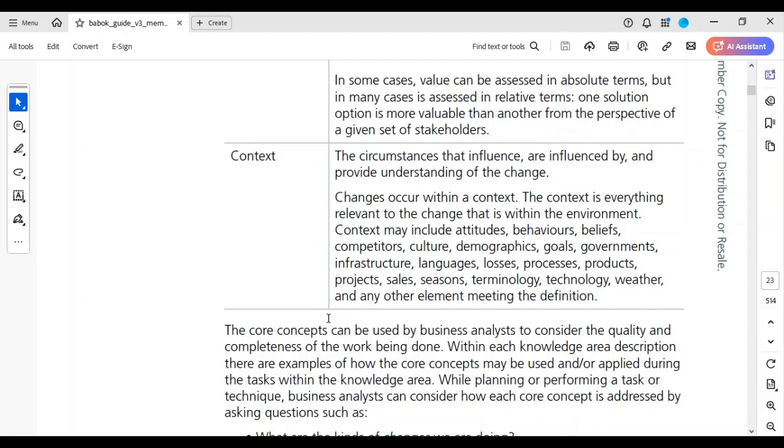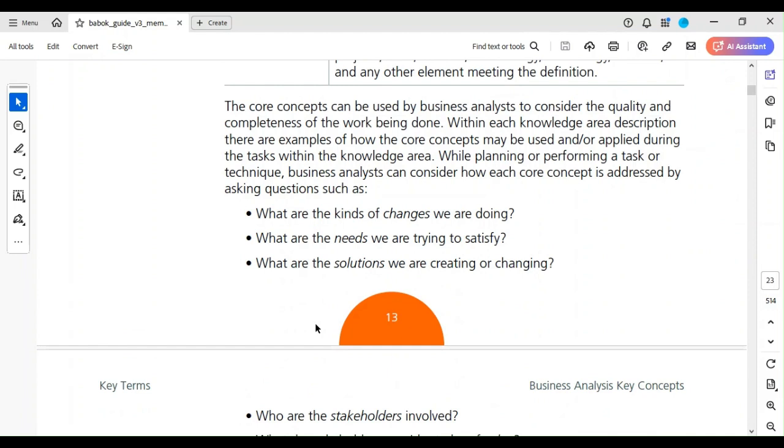So context, within which you remember what they said about BACCM. This is a foundation that gives you the definition of context. Now your project is within a demographic, within a goal, within a culture, within a behavior, within an attitude, within a technology, within a weather. Guys, I hope you're enjoying this because I'm having so much fun here. So let's move on. The core concepts can be used by business analysts to consider the quality and the completeness of the work being done.